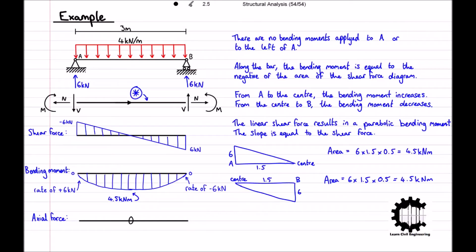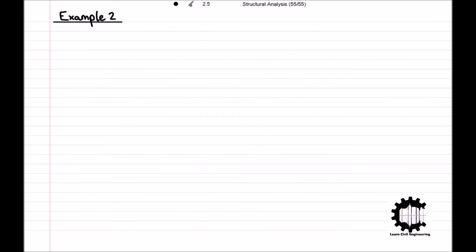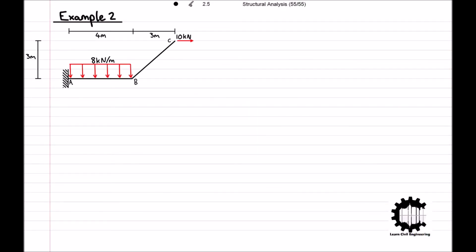So there we have seen how we can determine the internal force diagrams for a simple structure containing a single bar. To finish off the video, we will work through an example for a more complicated structure.